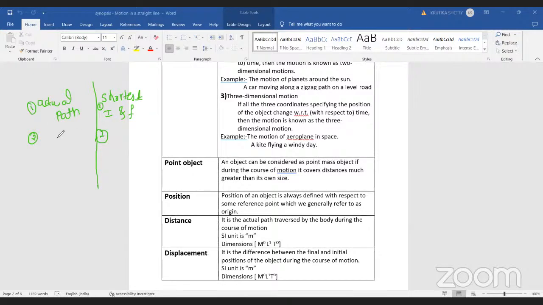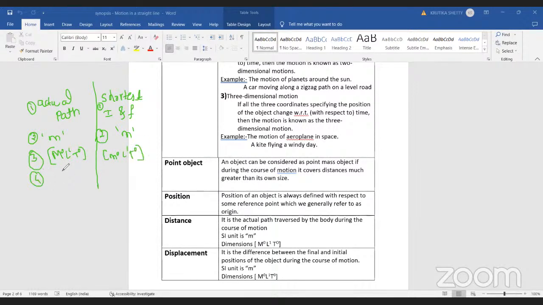I'll not say it as a difference, I'll say comparison. Both are measured in terms of meter. Third one, the dimension formula for both: it is M raised to 0, L raised to 1, T raised to 0. This is also M raised to 0, L raised to 1, T raised to 0.